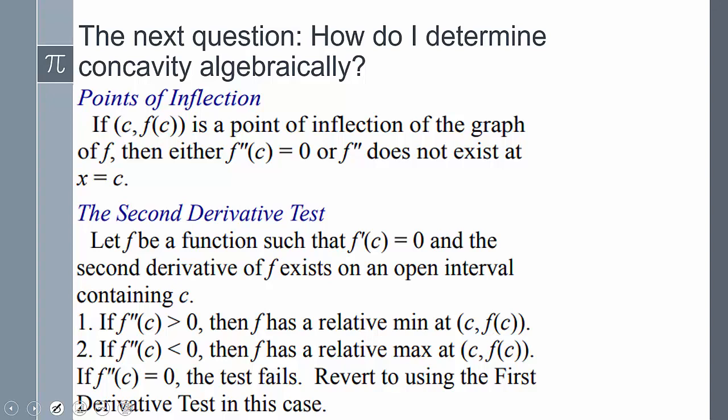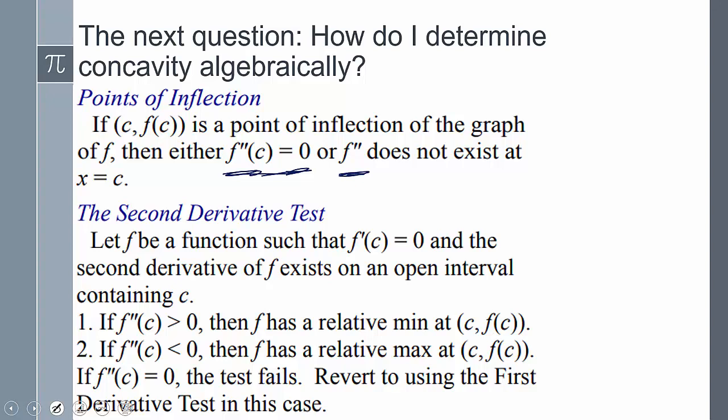So to find that point of inflection, what you do is you take the second derivative, set it equal to 0, and find what c is. Or it could be where that function does not exist at x equals c. So keep that in mind. There could be an asymptote or something involved that could change the concavity of our graph.